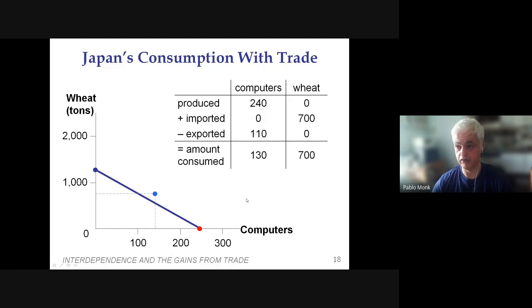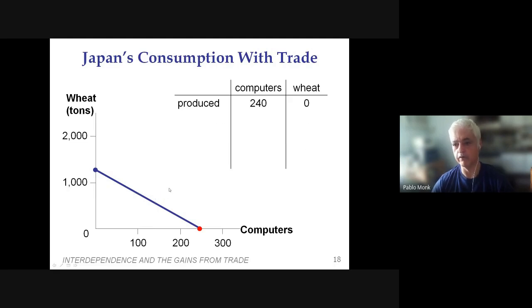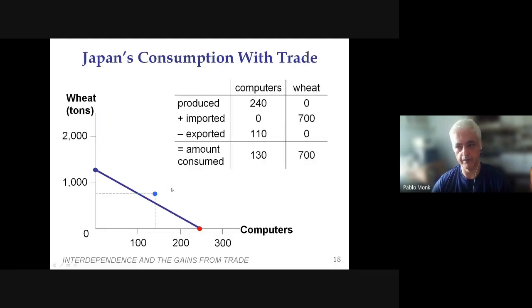What does that mean? Actually, in the end, they're also a blue dot. They have 130 computers and 700 wheat. Oh, how cool is this? So now we have two countries with two blue dots. And what does that mean? Both countries are actually living a higher standard of living, right? Both countries are in a better place because they traded.